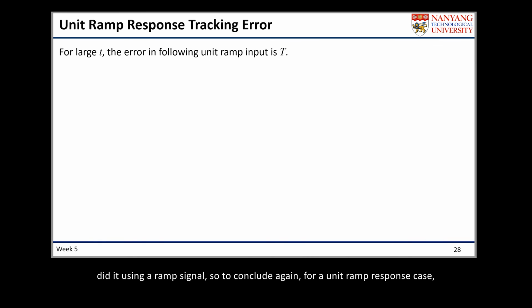So to conclude again, for a unit ramp response case, when time approaches infinity, when time is going to the steady state condition, the error will be constant and the error will be equal to the time constant. So again, using unit ramp testing, you just let it run, wait for a few seconds, a few minutes until the steady state condition is reached, and you just measure the difference between the input and the output, and that will show you the time constant.